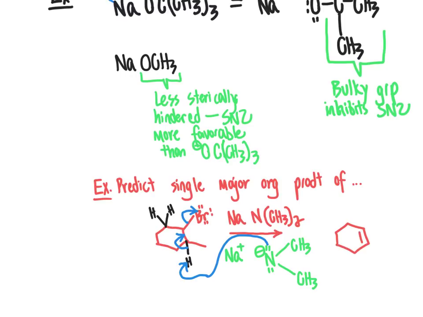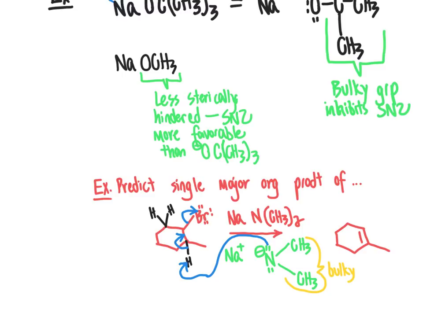our alkene group. And we're predicting here an elimination product because putting multiple methyl groups on that nitrogen is going to make it relatively bulky, compared to if we just had sodium amide, NH2.